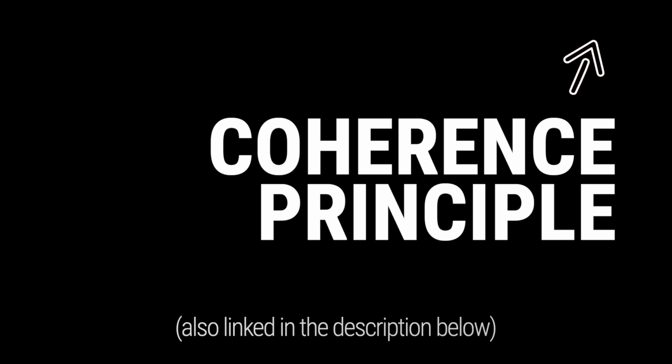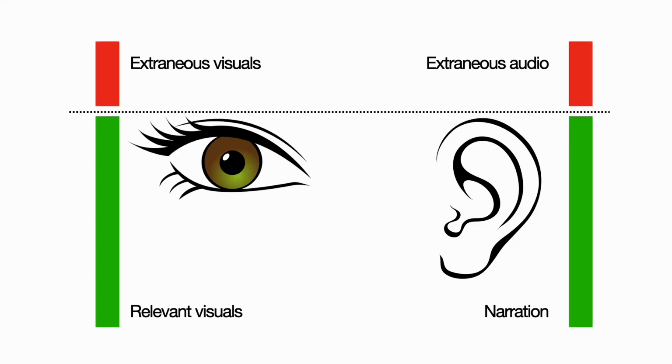This video builds on concepts discussed in the coherence principle, so if you're not familiar with it, you might want to watch that video first. Here's a quick recap. The coherence principle states that you should remove extraneous information from your content as much as possible to avoid distracting learners. But sometimes it's hard to avoid all extraneous content, and that's where the signaling principle comes in.